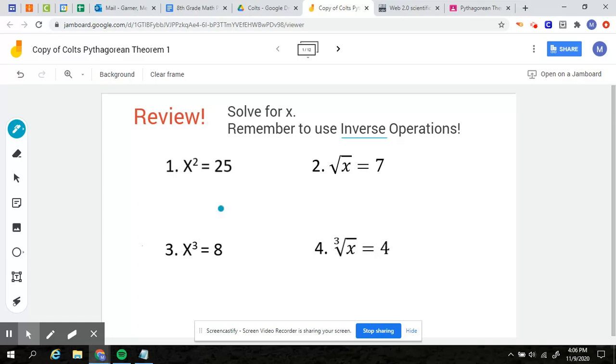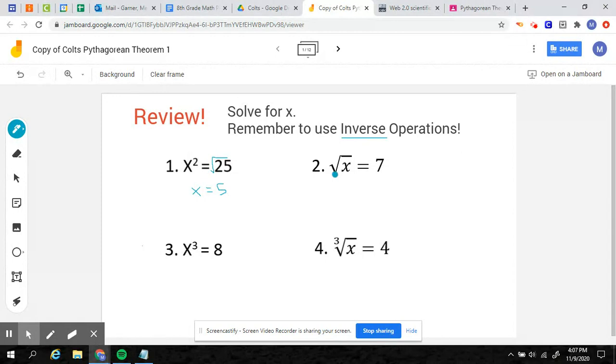So when you see a problem like this, in order to get x simplified, we want to do the inverse. Number one is x squared equals 25. I see the square, so I'm going to do the square root. So x equals the square root of 25, which is 5.